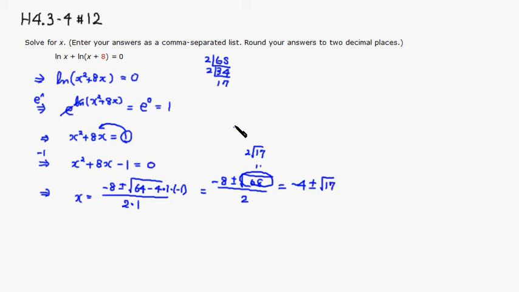Since natural log cannot take a negative value, and negative 4 minus square root of 17 is definitely negative, we only consider x equals negative 4 plus square root of 17. So that's going to be the x value. So let's type it in.